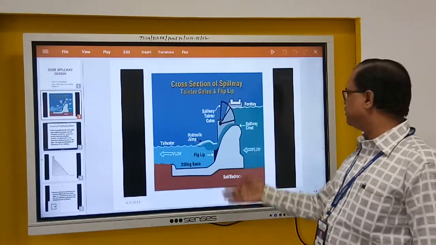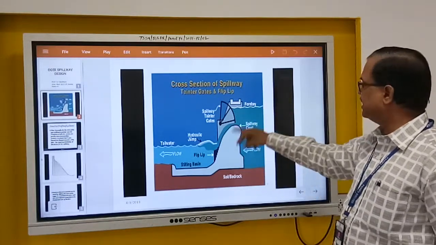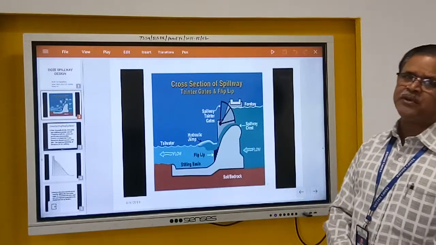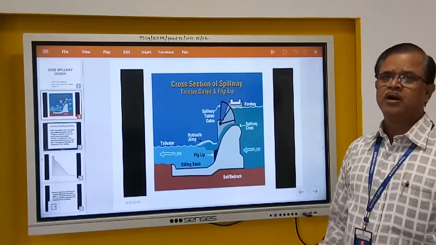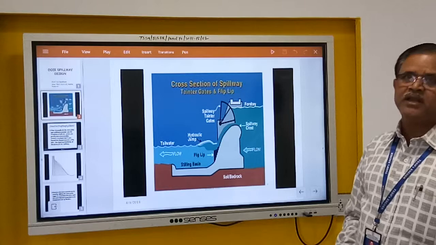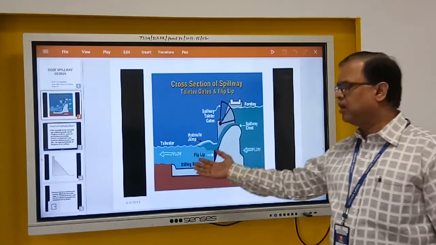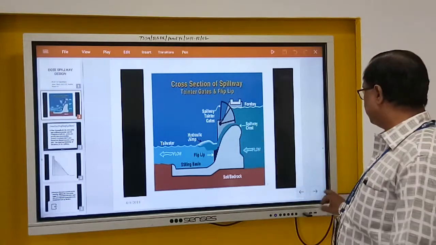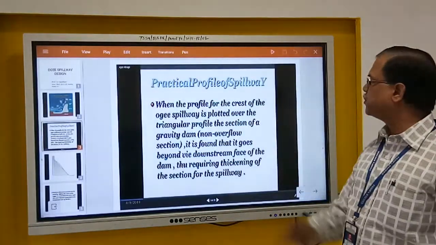So these are the components: the spillway with the Ogee shape, then gates, and at the downstream side of each spillway it is a requirement that we must provide an energy dissipation arrangement, just like a stilling basin, end sill, and all these things. This we will see one by one. Here is the practical profile of a spillway.